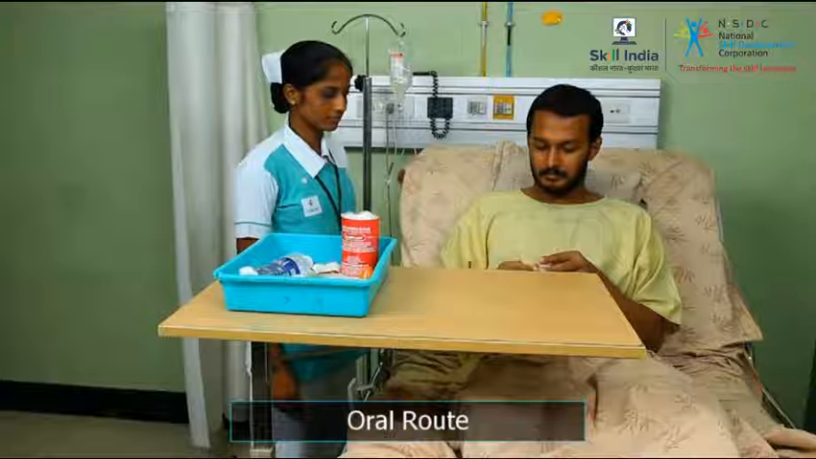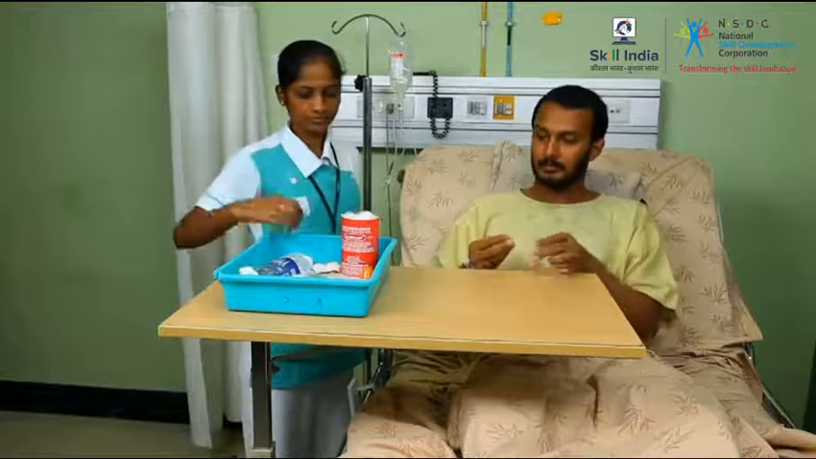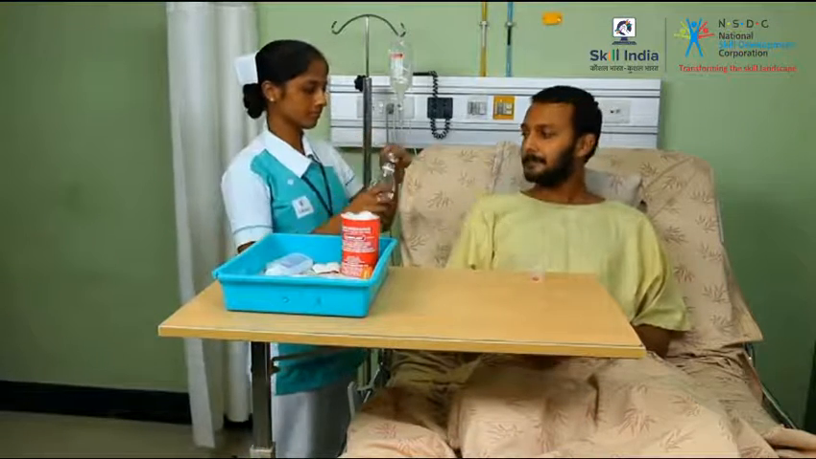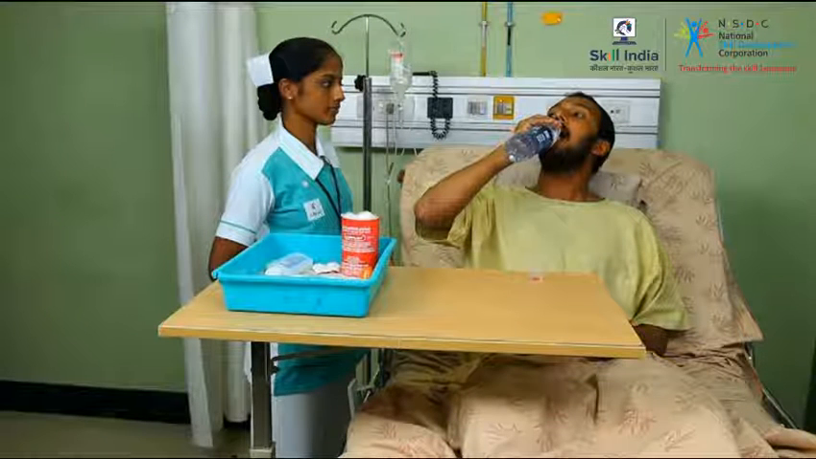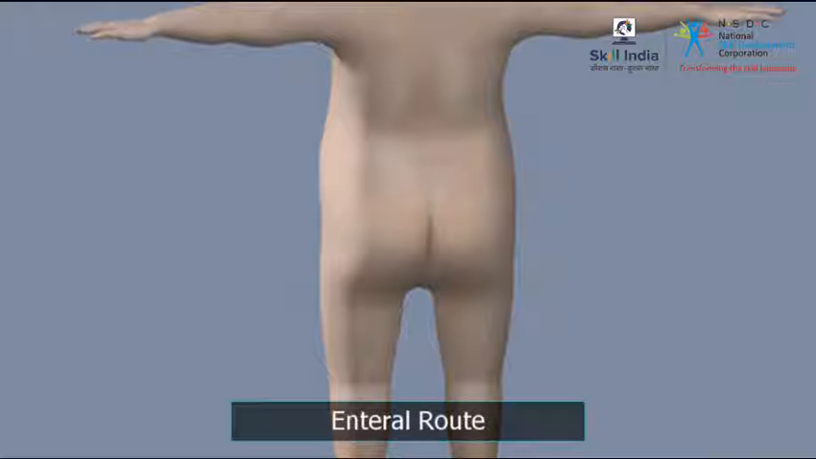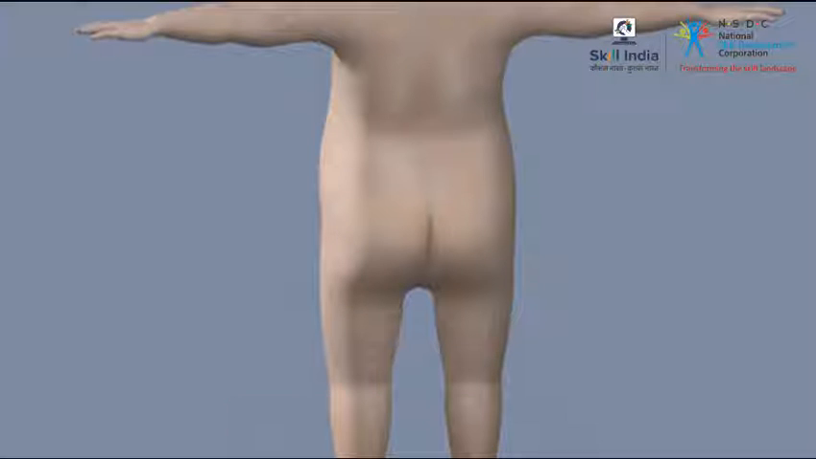Oral route. This is one of the most common methods of taking a medicine. The medicine is swallowed and absorbed through the digestive system. The absorption of the drug through this method is slow and it cannot be used for patients who have vomiting. Enteral route. In most child patients, the drug is given from the rectum. Such a route is called the enteral route.